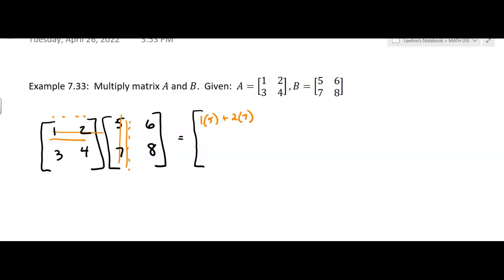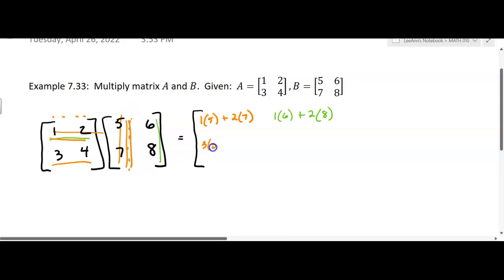Now we're going to do the first row times the second column. So that's going to be 1 times 6 plus 2 times 8. And then we'll figure out what these are in a minute. Then we're going to take the second row times the first column. So that's going to be 3 times 5 plus 4 times 7. And lastly, we're going to take the second row times the second column. So it's going to be 3 times 6 plus 4 times 8.